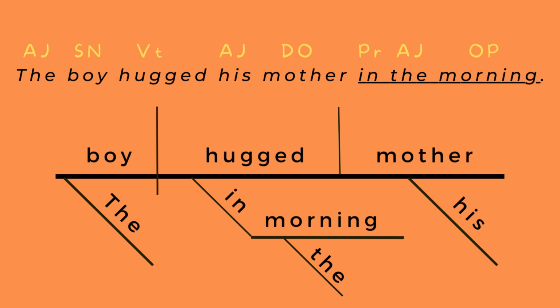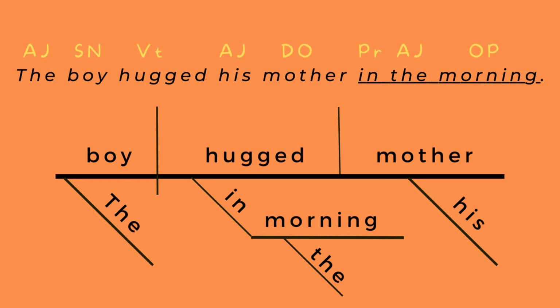In is our preposition, so it's labeled as a preposition. The is our adjective describing what morning or which morning, the morning. So it's an adjective. And then morning is our object of the preposition. It is our noun that follows our preposition.